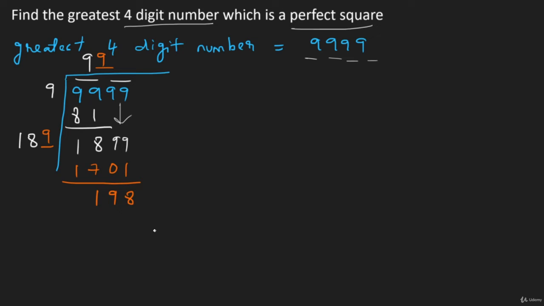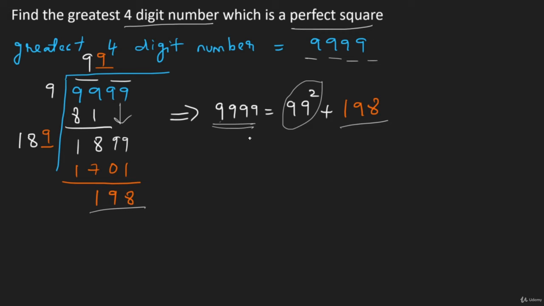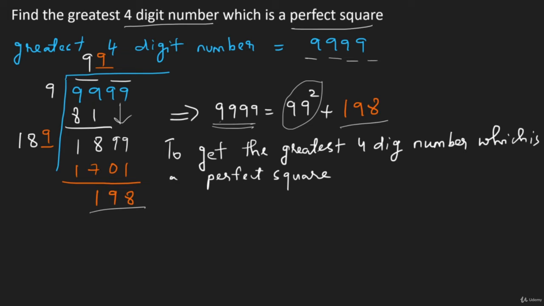Alright, now this indicates that 9999 is equal to 99 square plus the remainder that's over here, which is 198. Now we need to find the greatest 4-digit number which is a perfect square, right? So if you subtract 198 from 9999, you will get 99 square as per this equation. So to get the greatest 4-digit number which is a perfect square, you subtract 198 from 9999, and you get your answer as 9801, right? So this is the greatest 4-digit number which is a perfect square.